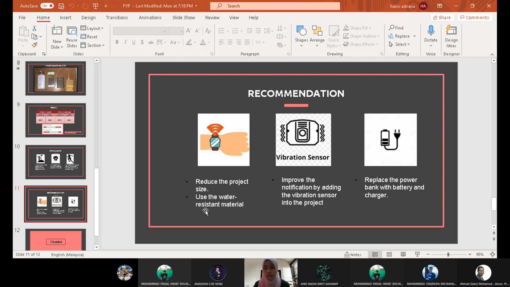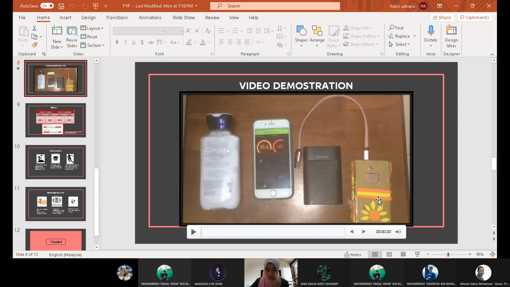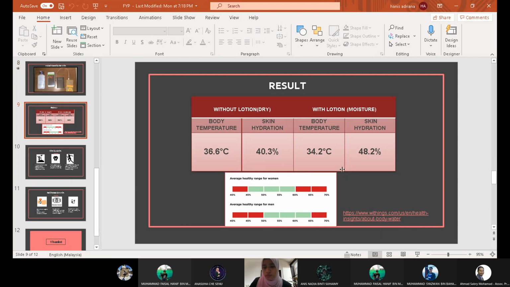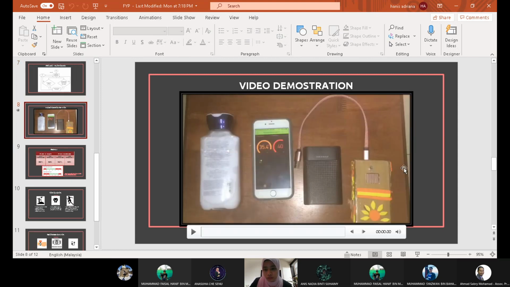Hanis, can you go back to your design? The video that's showing the prototype, what is the size of the prototype? The idea is to make a wearable watch like a smartwatch. Okay. But so that one can be inserted into the pocket. Insert into the pocket, yes, and also to bring anywhere. It's easier for us to move.